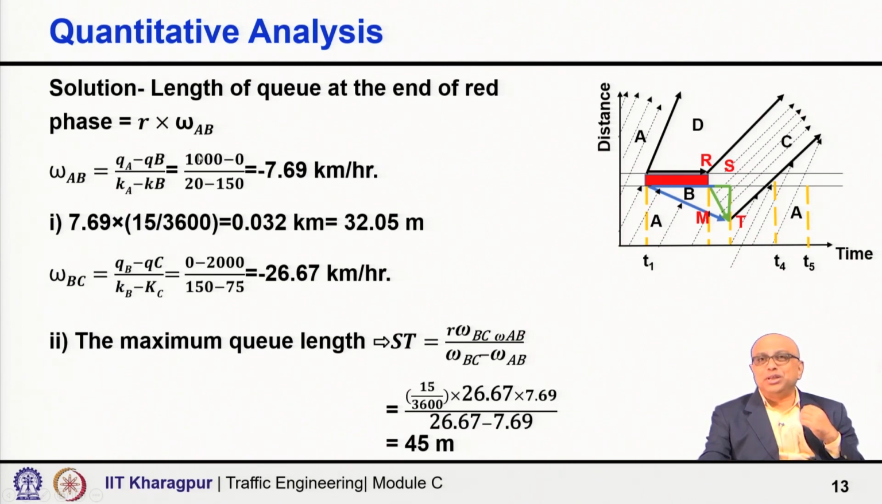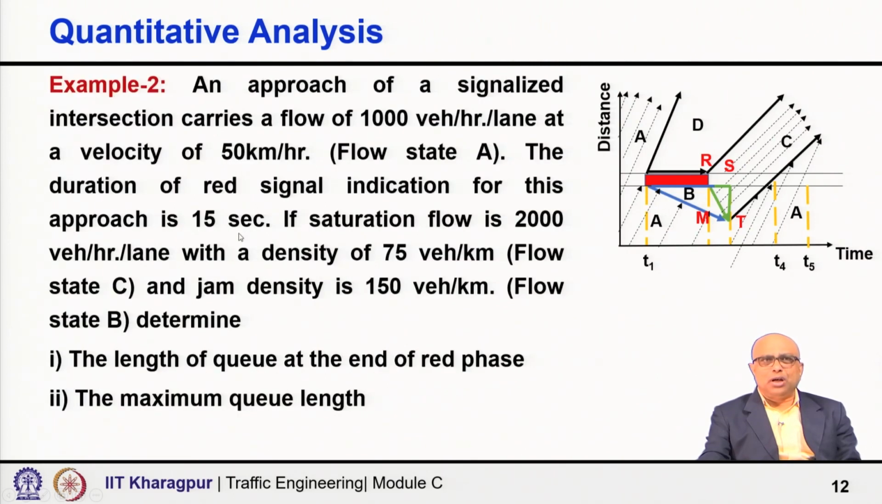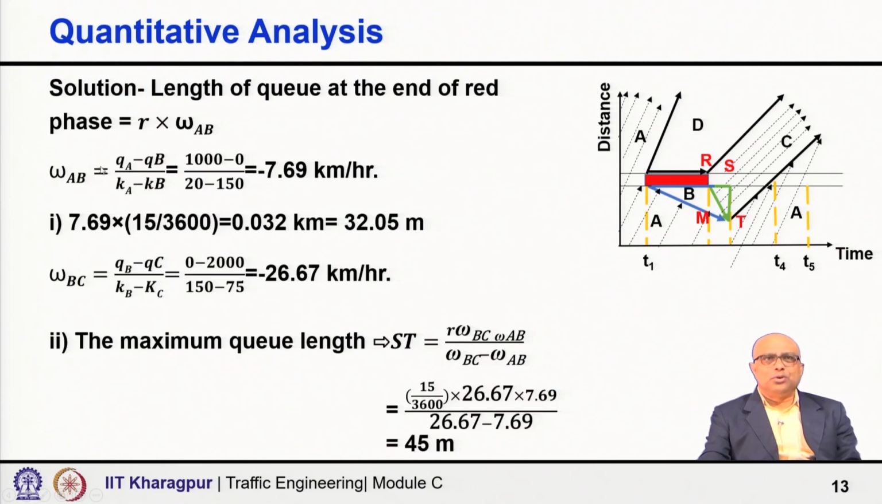Omega AB is the speed of the shock wave which will be formed at the meeting point of the traffic state A and traffic state B. So, what will be the speed of the shock wave AB? Omega AB equals QA minus QB divided by KA minus KB. QA you know is 1000 vehicles per hour, with a velocity of 50 kilometers per hour. So, 1000 divided by 50, so KA is equal to 20.